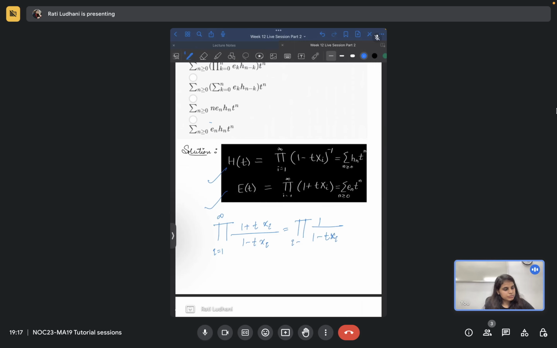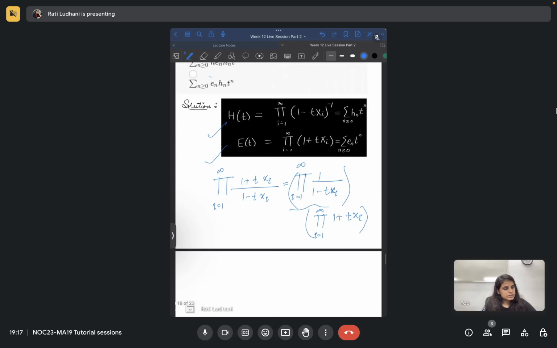Product i equal to 1 to infinity of 1 plus x_i t. What is this? First is h of t, and second is e of t. What is the meaning of their product? Then the product is 1: h of t into e of t is equal to 1.